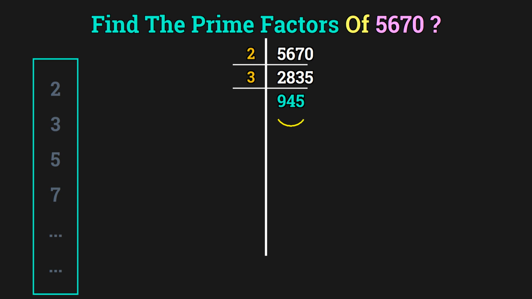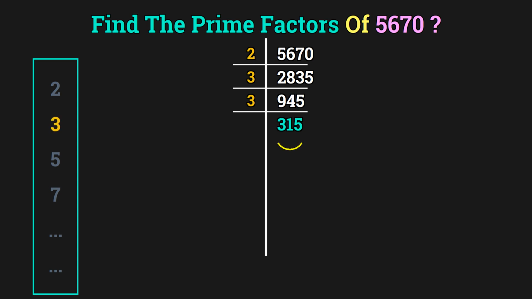Dividing 945 by 3, which equals 315. So 945 divided by 3 equals 315.